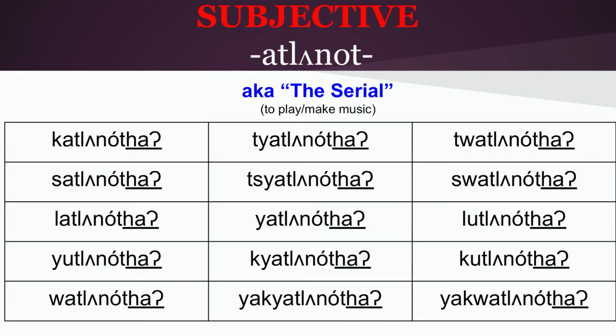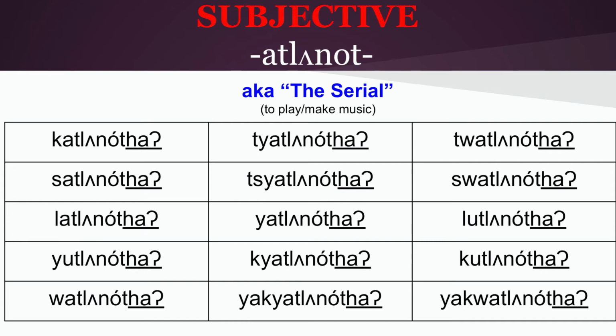Okay, so let's first go over the subjective. So this is also called the serial. The root verb is udlanode. So you see at the top, it's A-T-L-N-O-T. Okay, the two dashes on the front and the end of the root means that something is going to go where that dash is, and then something's going to go on the end.